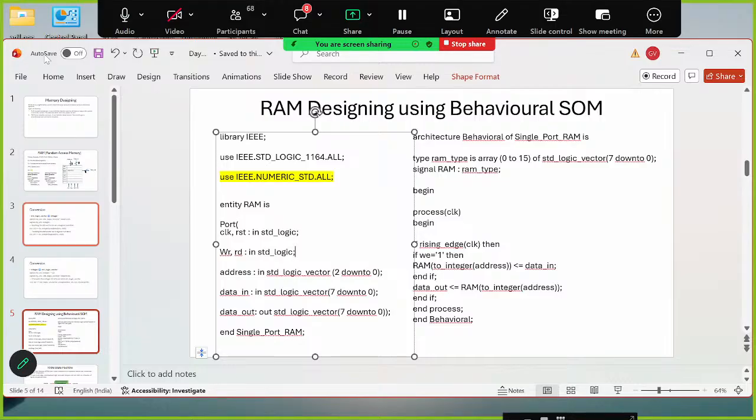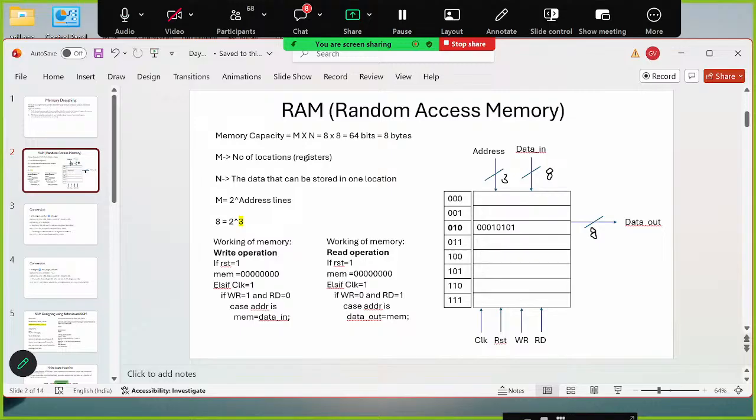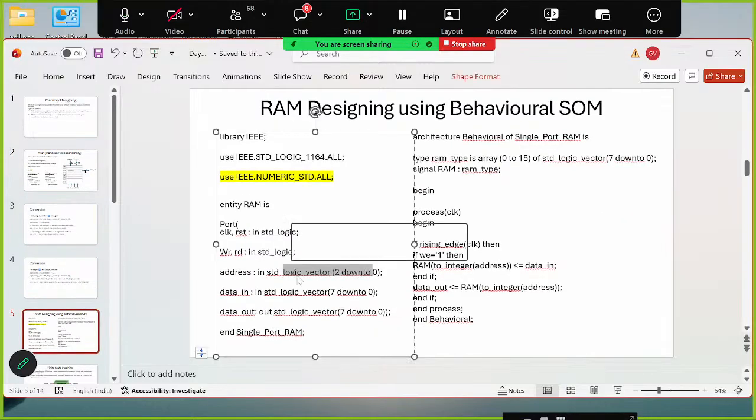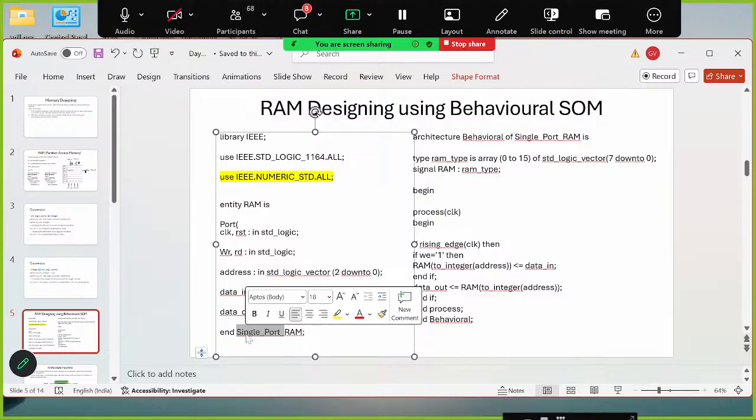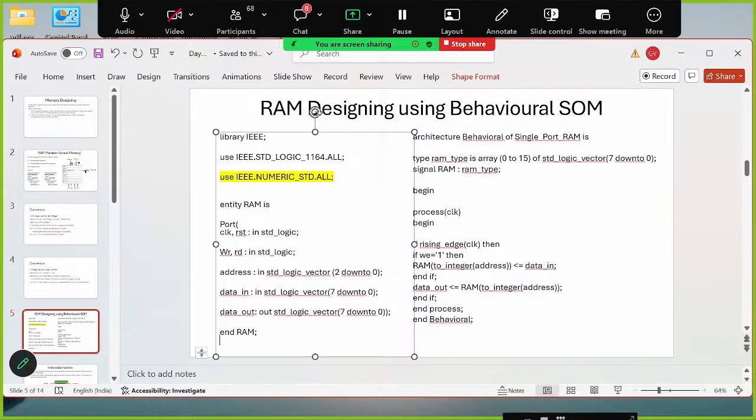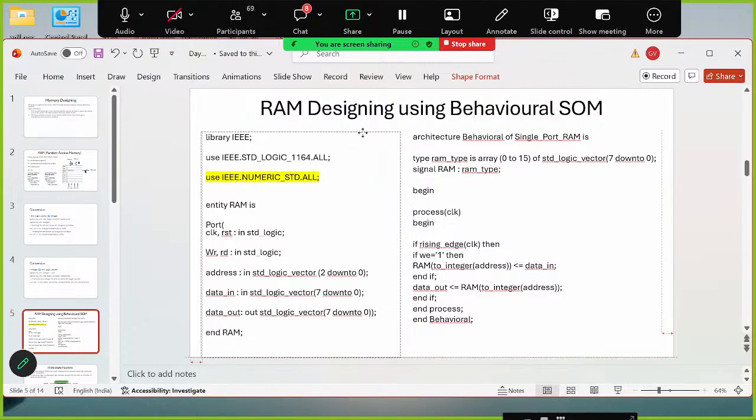Okay, the same entity I have created for this RAM which we have discussed, right? 8 input data lines, output data lines, 3-bit address lines, then read and write signals, and clock and reset, both are inputs. End entity RAM. Okay, this is my entity that has been created.